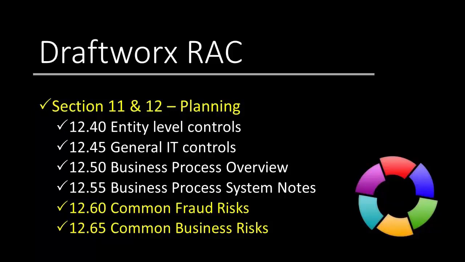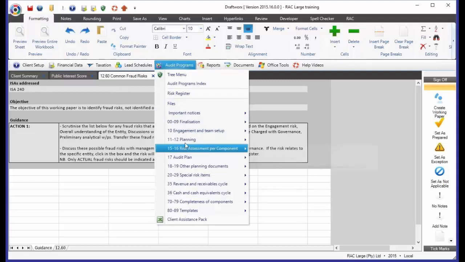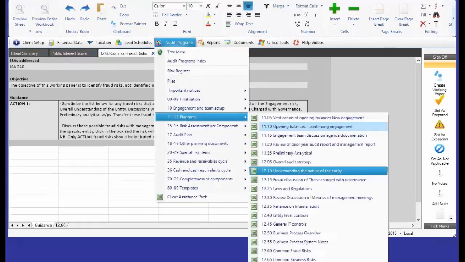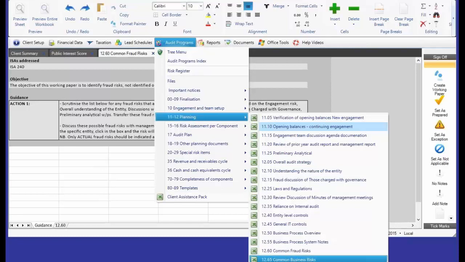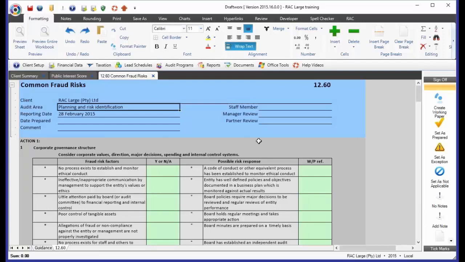12.60 and 12.65 are not really compulsory working papers for you to be completing on every single audit. You'll see by their very name, 12.60 is common fraud risks and 12.65 is common business risks. The whole point of this document, and it's actually something that has been carried forward out of our old audit light, is a listing of a whole lot of potential risk factors that you can consider.